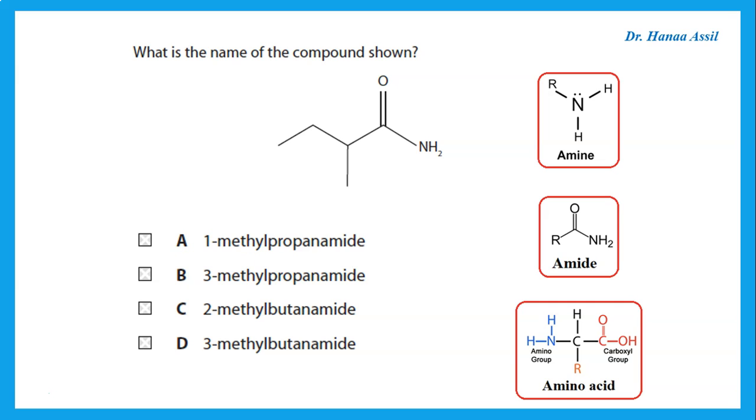So which kind of compound is this? Well, obviously this is an amide. Now, how do we name the amide? We can see that the C double bond O NH2, that's the first carbon. So that will be carbon number 1. We have a total of 4 carbons in the chain. So this would be something butanamide. I have a methyl group on carbon number 2. So this is 2-methyl butanamide.